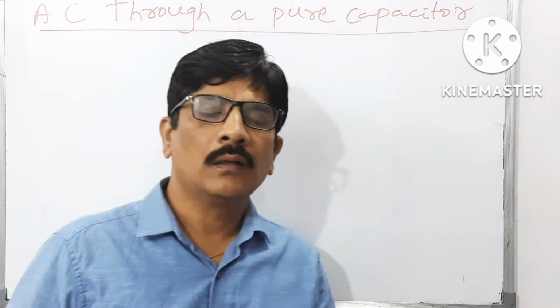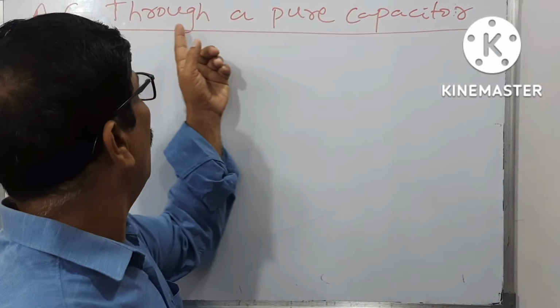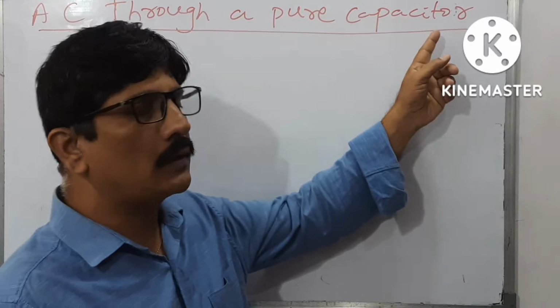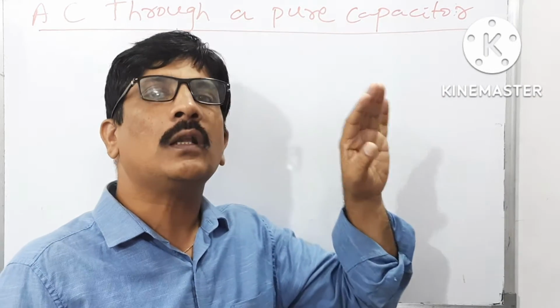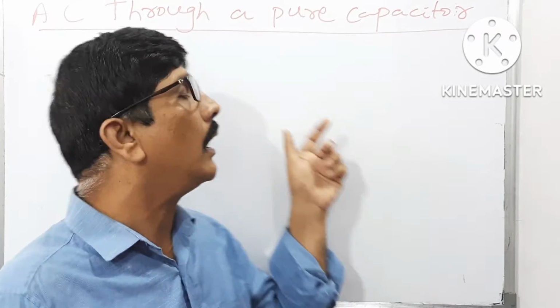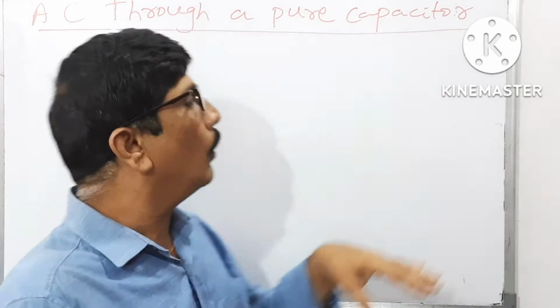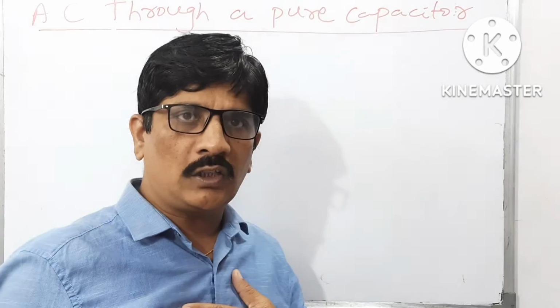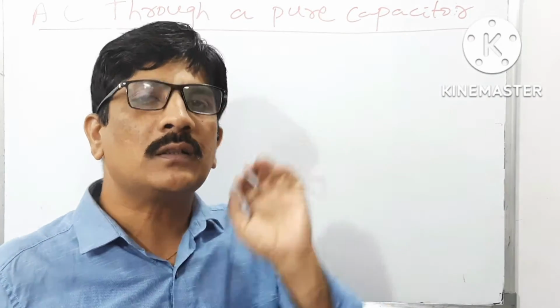Hi students, today I am going to explain alternating current through a pure capacitor. Pure capacitor means no other component is connected, no resistor, no inductor, only capacitor is connected to the AC. But before going to explain this, I am going to explain why capacitor blocks DC.